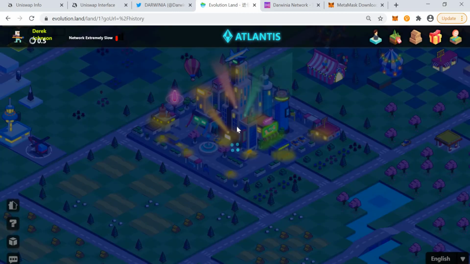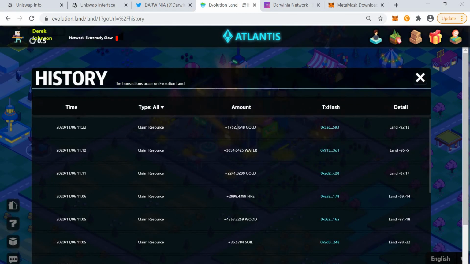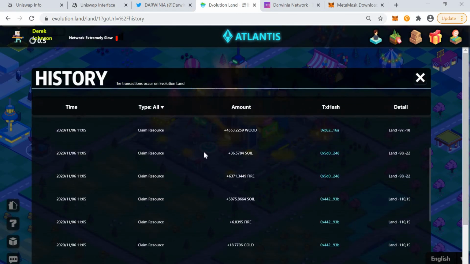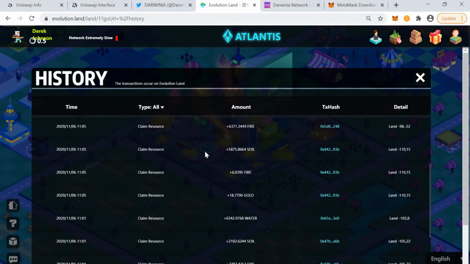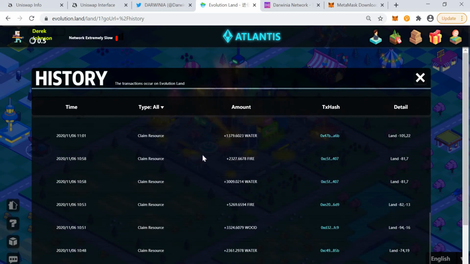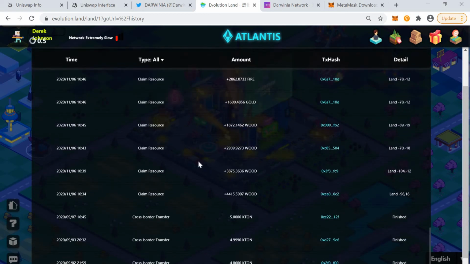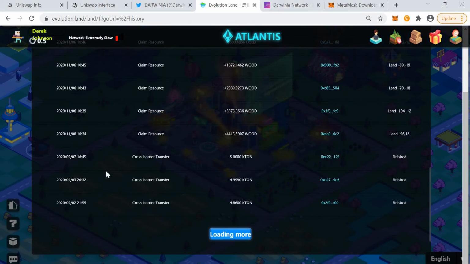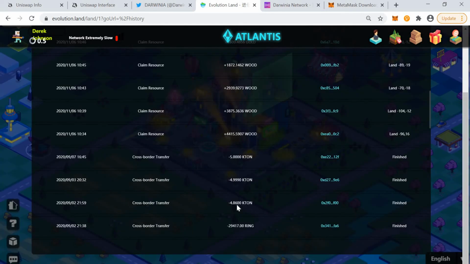History. History is going to show previous transactions. You can see where I was claiming resources. I'm also going to make a segment with the land where I'll be claiming resources, so you guys see how to claim your resources. I didn't claim all of them yet, just in case. That shows you the transaction hash, which land it was, what happened, and what date, 1106, so that is today. And then you can see previously, and you can load more.